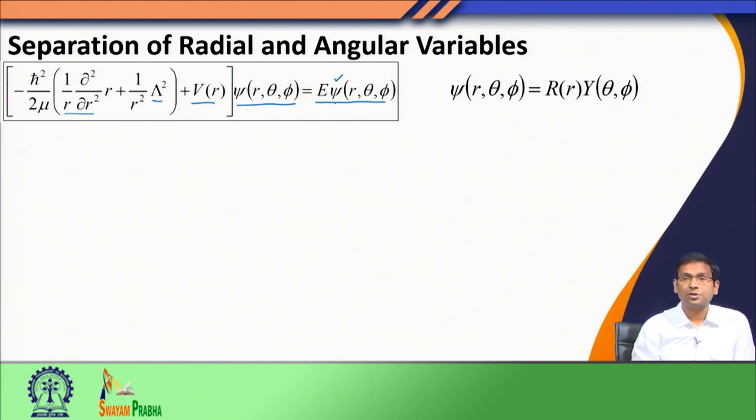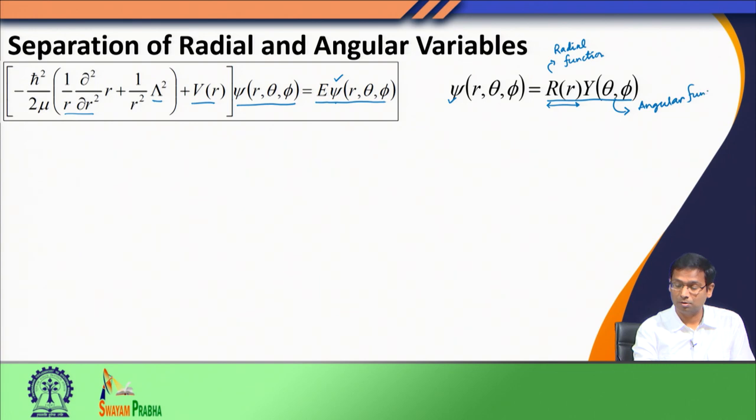Since I know that this wave function will have r theta phi, I am invoking the possibility of separation of variables. I am defining my total wave function as one function which depends only on the radial coordinate. So, I call this a radial function, and the second term I call the angular function. The angular function would depend on theta and phi, the radial form will depend on the r component.